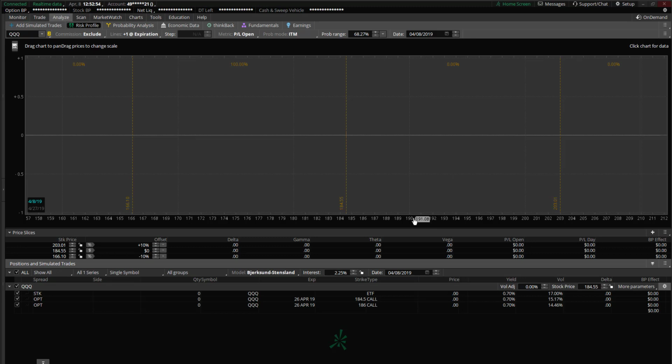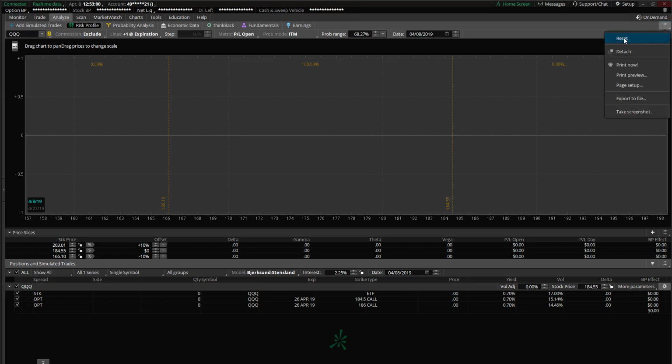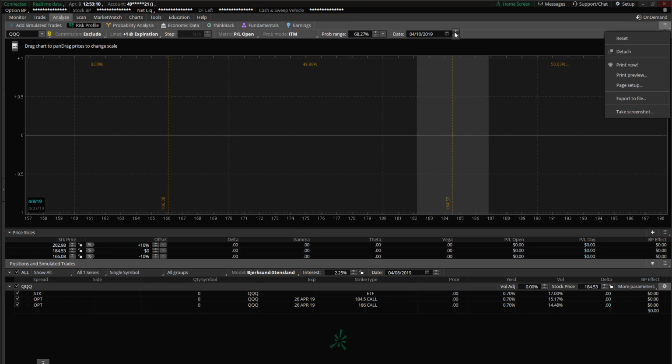So if you ever get this thing all out of whack and it's just not showing you what you think you should be looking at, just go right up there and reset it, because it won't affect the rest of your profile or your account at all. Okay, so now that we've reset it, we want to bump this back up to the 12th.